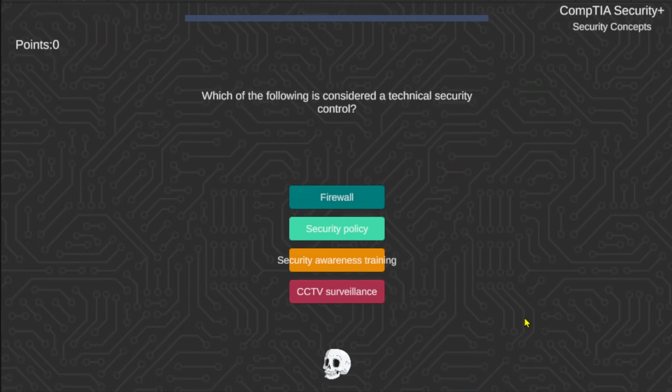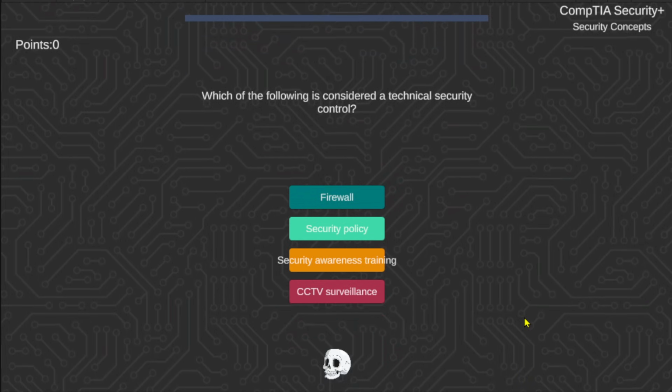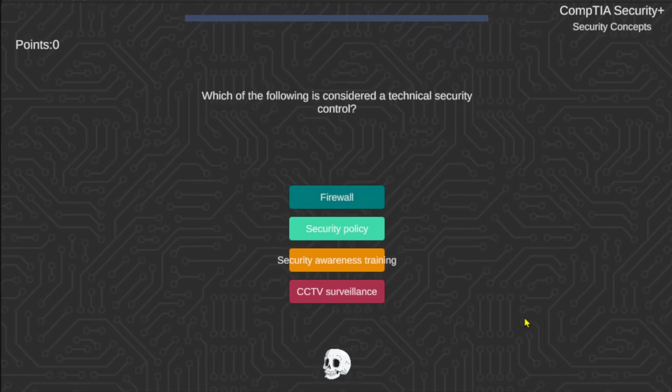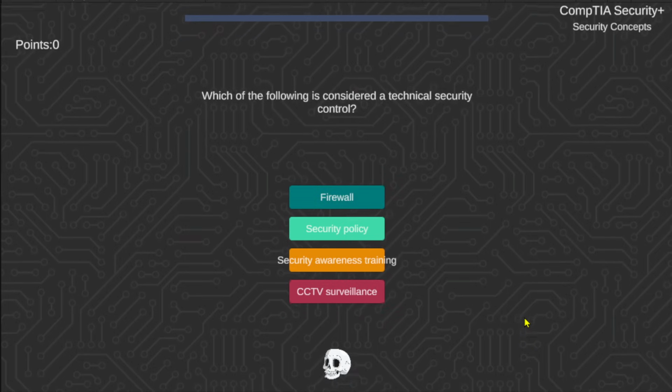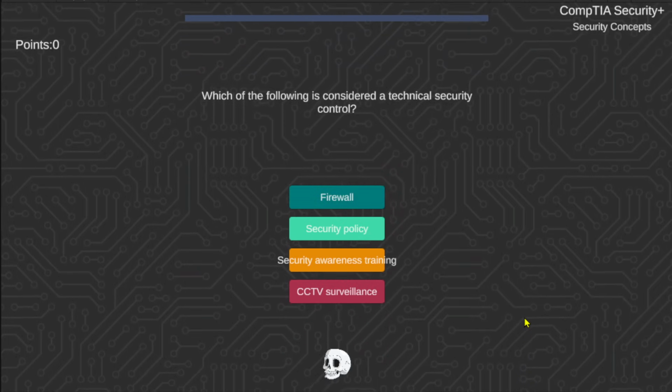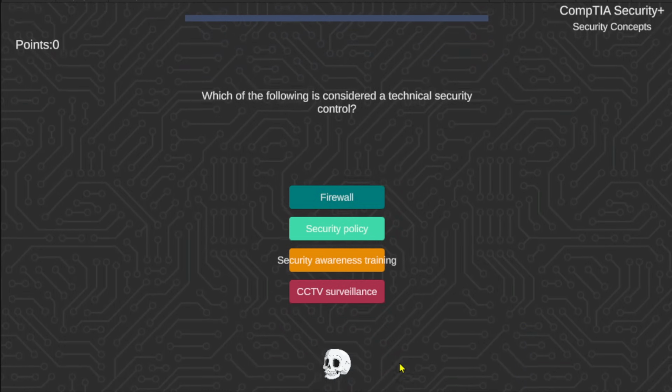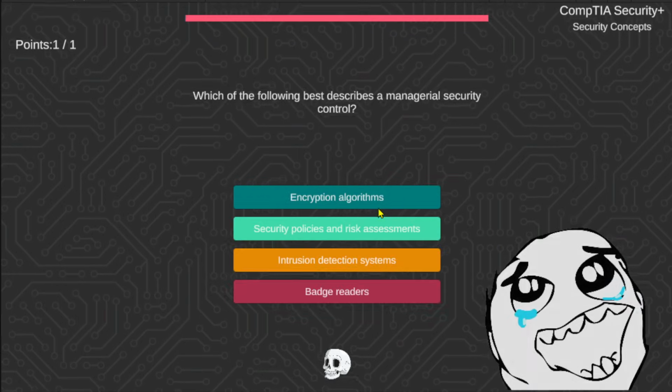So which of the following is considered a technical security control? Firewall, security policy, security awareness training, or CCTV surveillance? Technical security control. Correct answer is a firewall.